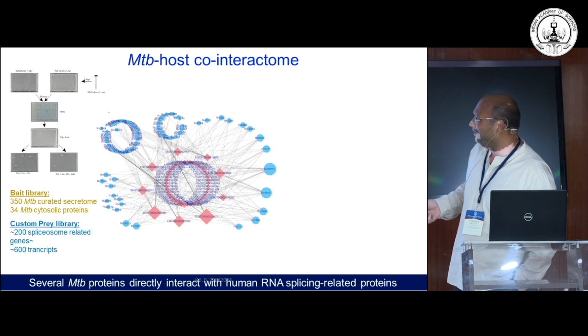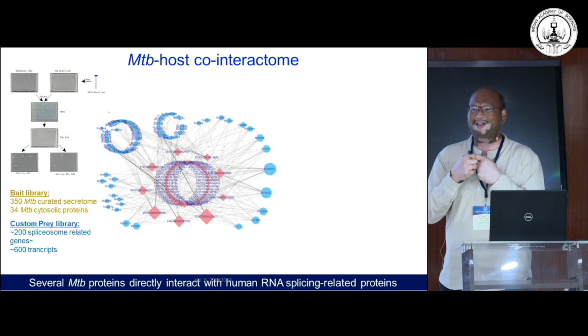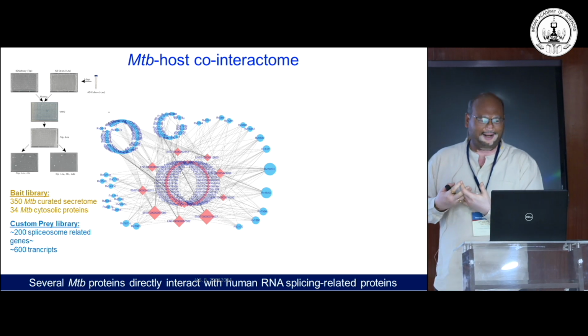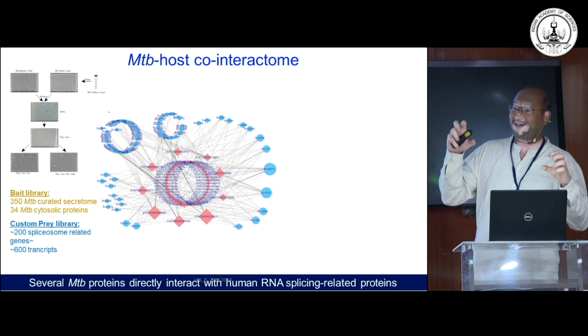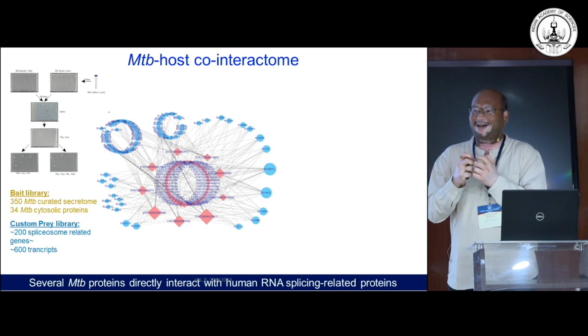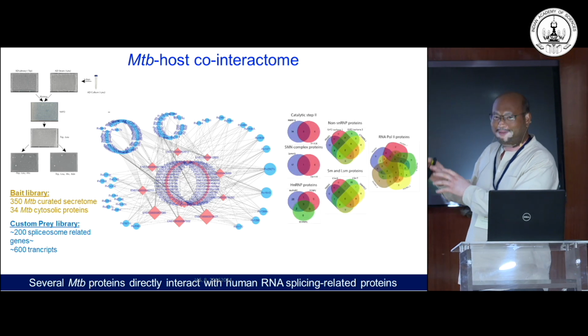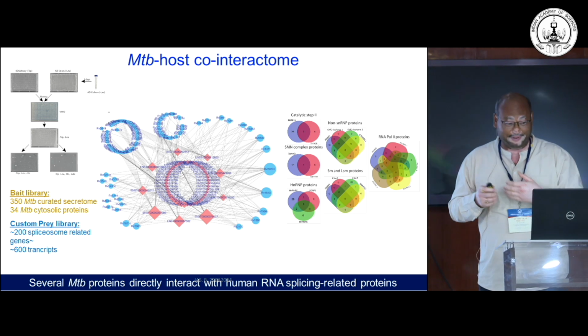Without getting into detail, you can look at whether two proteins are interacting or not. There are very different kinds of methods. We used a special method called yeast two-hybrid, where we had all the bacterial secretory proteins and human splicing-related proteins and just checked whether they are interacting or not. And we generated an interaction map and saw that a lot of splicing-related proteins were actually interacting with the bacterial secretory proteins.